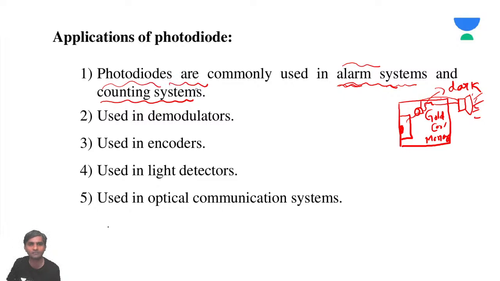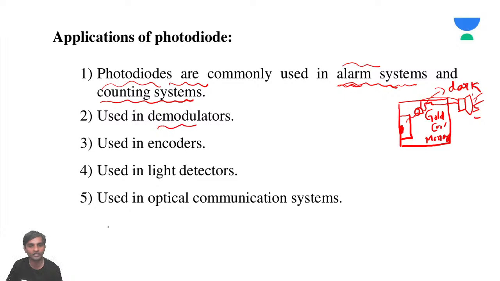What do you mean by counting systems? Money counting, right? You can use it as a money counter. Continuously light is falling here. When a note comes, there is a break in the light falling on it. So however many times the light break comes, that many notes have fallen.